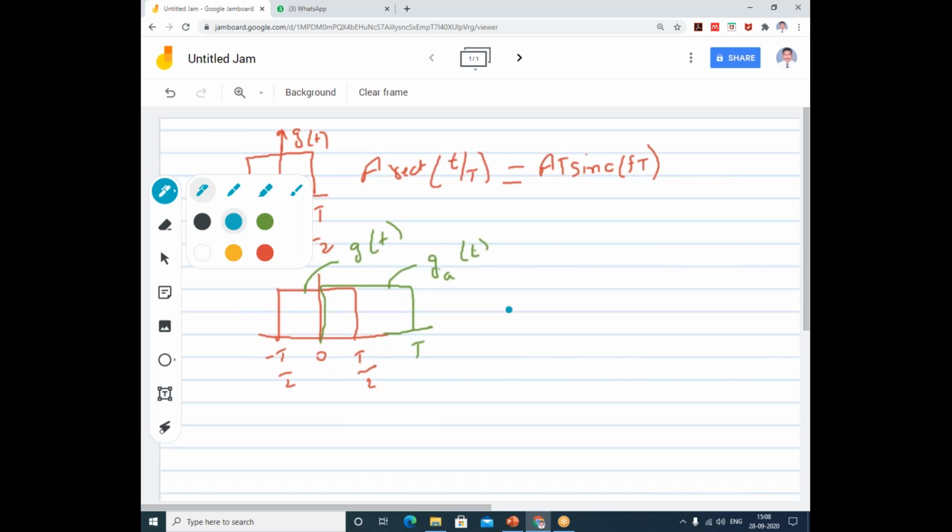Just observe it. I am going to write the relation like this. My g_A of t equal to g of t minus T/2. Can I write it like this? Just observe it. g_A of t equal to g of t minus capital T/2. Please post it in the chat box.